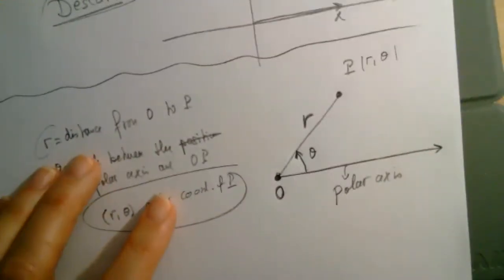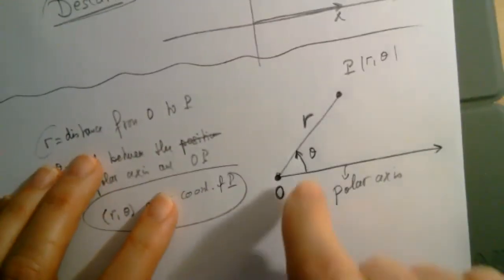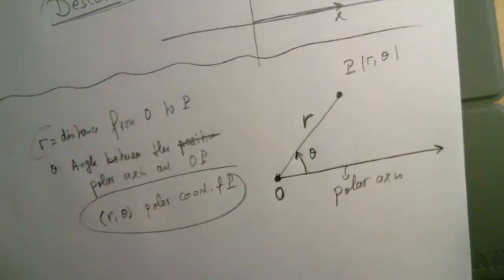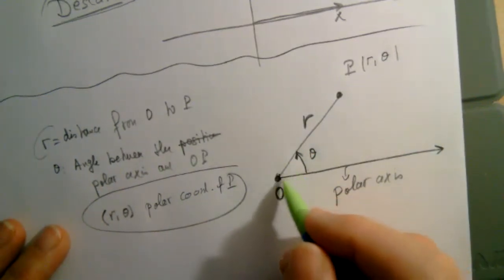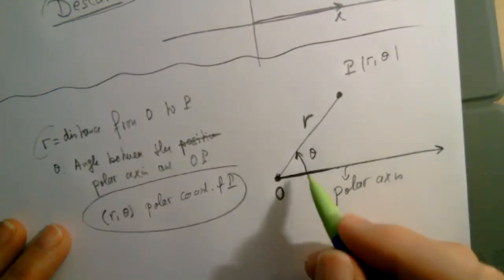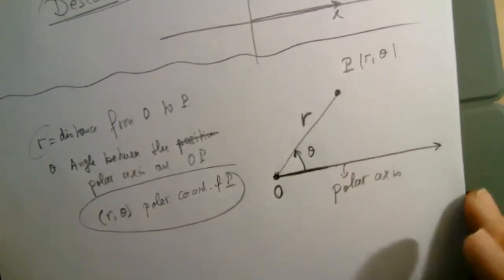Now theta could be positive or negative. Positive, we're moving counterclockwise. Negative means we're moving clockwise. So theta will mean what the angle is. The important part is that it's measured from the positive x-axis. It's not measured from anywhere else. We start from here and move.